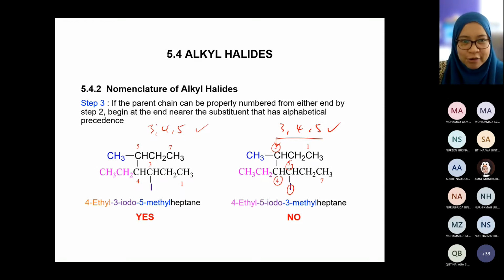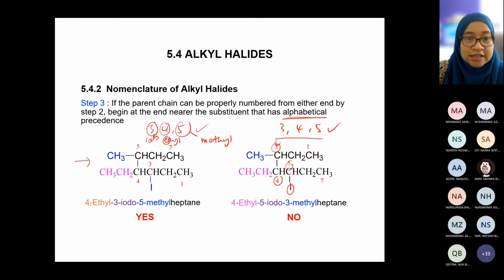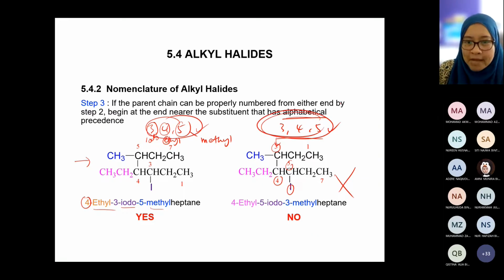Tapi isunya sekarang, siapa nak dapat nombor 3, siapa dapat nombor 4, siapa dapat nombor 5? In that case, kita kena consider alphabetical order. Okay? Kalau nombor 3 dekat yang contoh 1, iodo. Nombor 4, ethyl. Nombor 5, bromine. Ethyl, so siapa datang dulu? E lah. E datang dulu. So, ethyl will be named first. Ethyl duduk kat mana? Kat carbon number 4. So, 4-ethyl, 3-iodo, 5-bromo. Bukan begini. So kita kena consider in terms of alphabetical order sebab dia punya numbering dah sama. Okay?